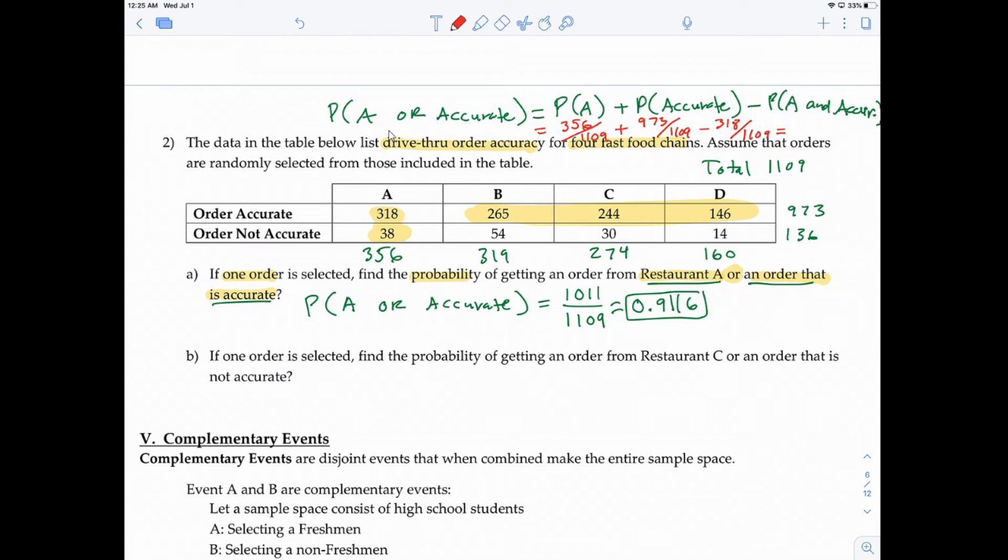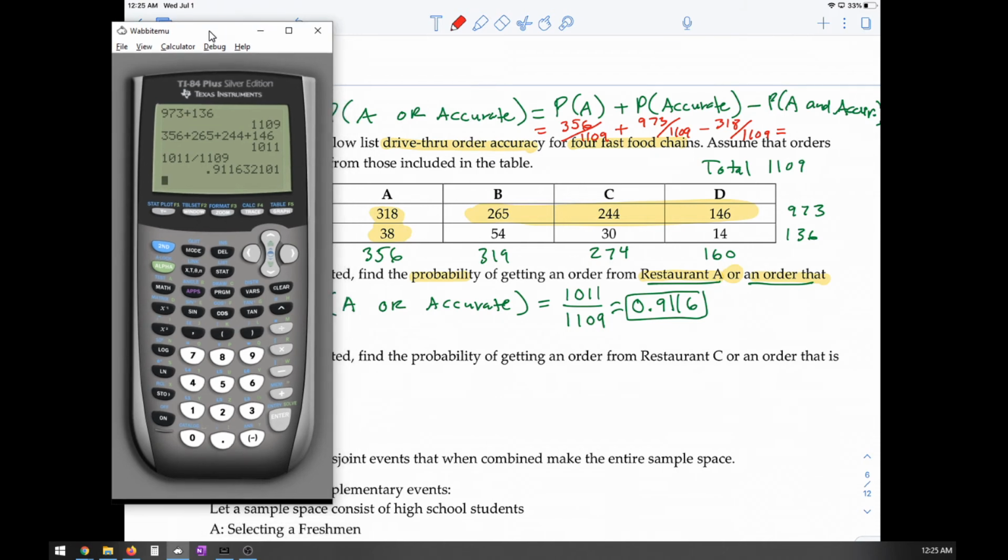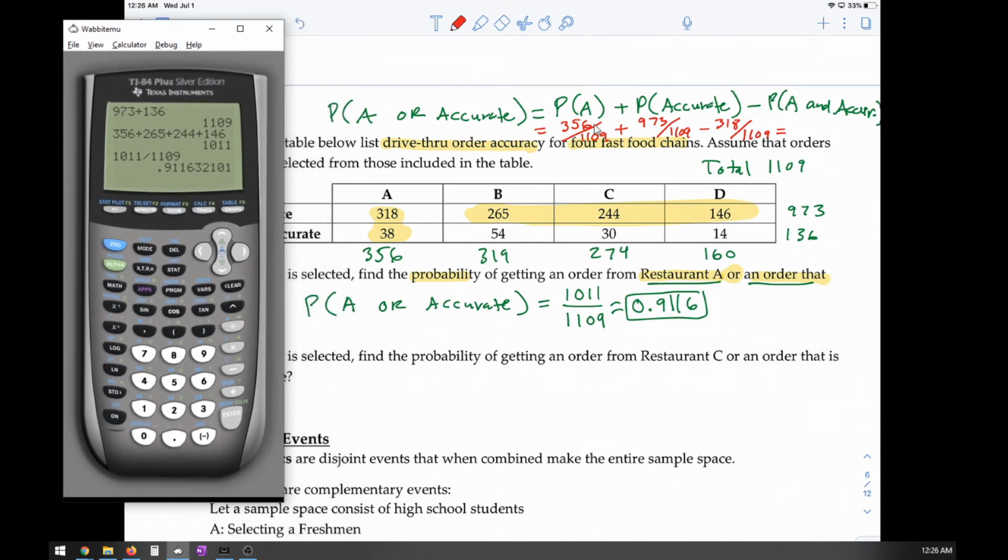If we do that, we know that with addition and subtraction of fractions, the denominator stays the same, and all we're going to do there is just work out the numerators. So we can do the 356 plus 973 and then minus 318, and that's what we're going to get in the numerator. So the numerator would be 1011. So 1011 over 1109, which is exactly what we have here. So it's going to work out to be the same exact answer.